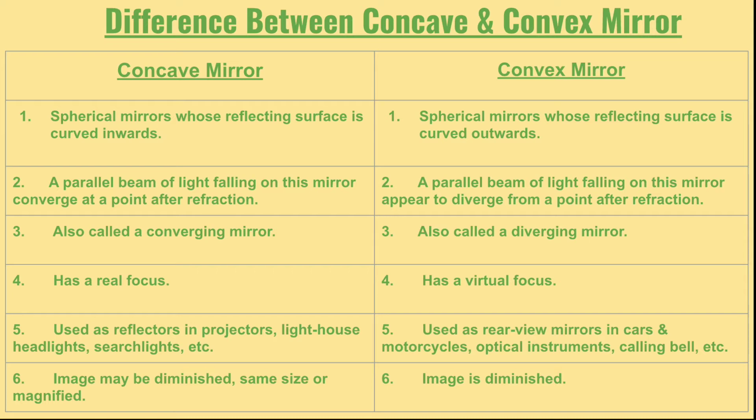A parallel beam of light falling on a concave mirror converges at a point after reflection. But in the case of a convex mirror, a parallel beam of light falling on this mirror appears to diverge from a point after reflection. What happens?